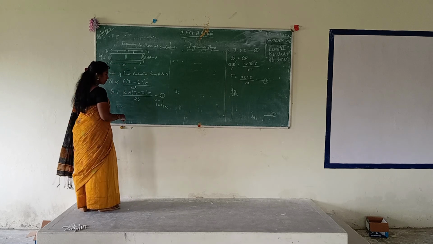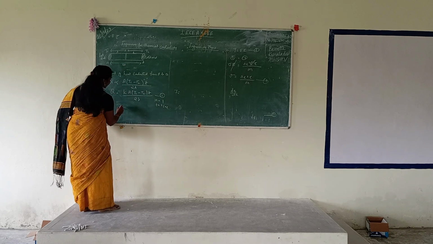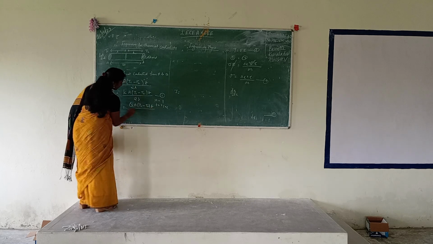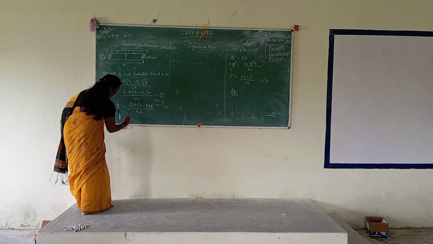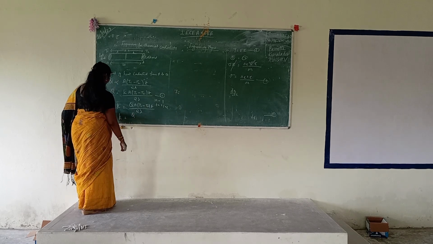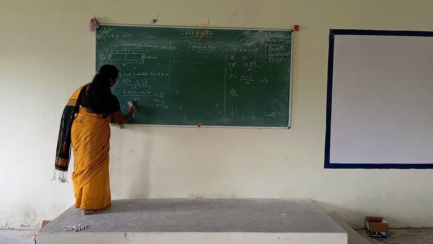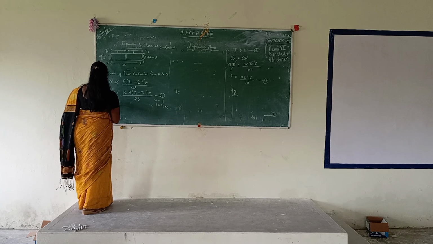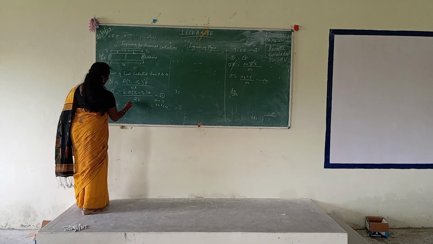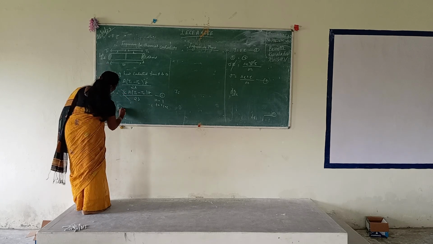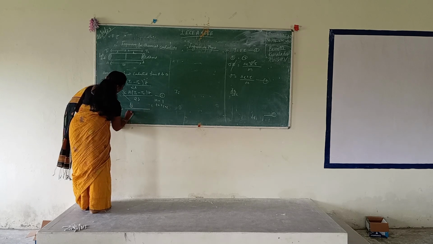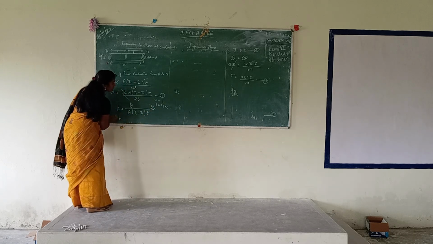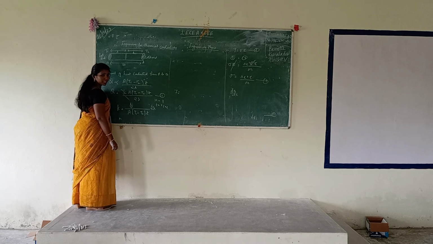So the whole term is considered: K is equal to Q into 2 lambda divided by A into T1 minus T2 into t. Do the cross multiplication. So K is equal to Q into 2 lambda divided by A into T1 minus T2 into t. Now A is the unit area of the cross section.